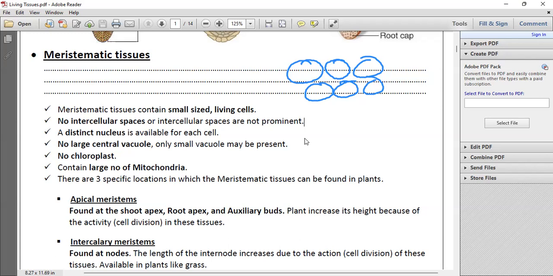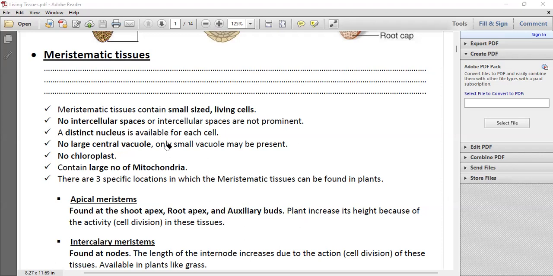But in plant cells also there are some cells which do not contain a nucleus. But cells in meristematic tissues are not like that. They have a nucleus, a distinct, clear nucleus is available. Then they have no large central vacuoles. A characteristic of a plant cell is to have a very large vacuole, but meristematic cells do not contain large vacuoles. A very small vacuole can be present.